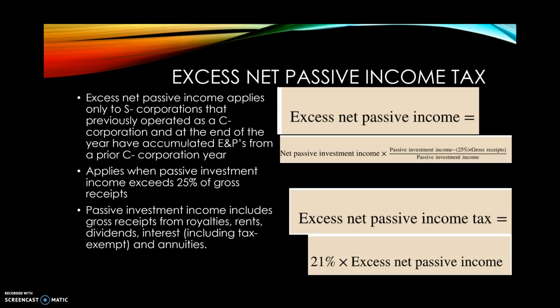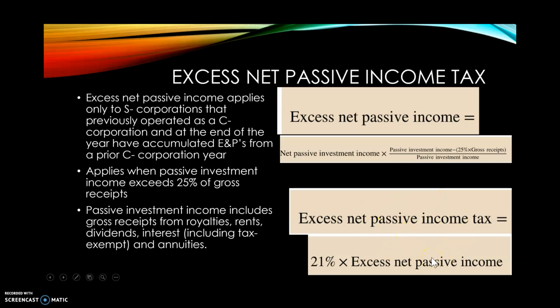To calculate, you would use your net passive investment income times passive investment income minus 25% of gross receipts divided by passive investment income. So, therefore, if there is excess net passive income, there is a tax on the amounts. The tax on the amount would be 21% of that excess net passive income. In order to find how much the tax is, you would use this equation right here.